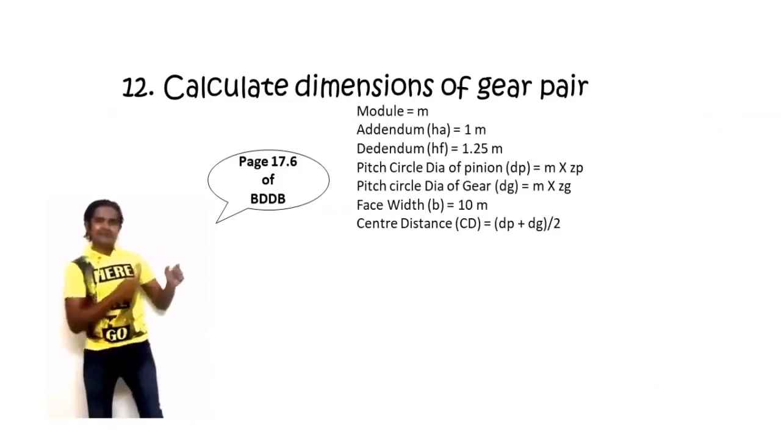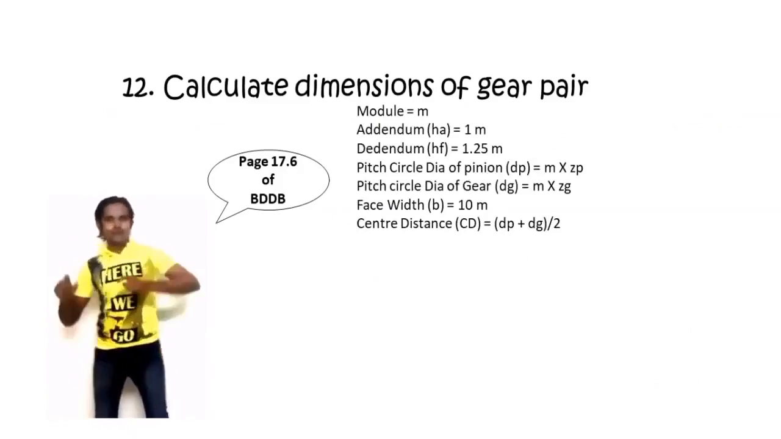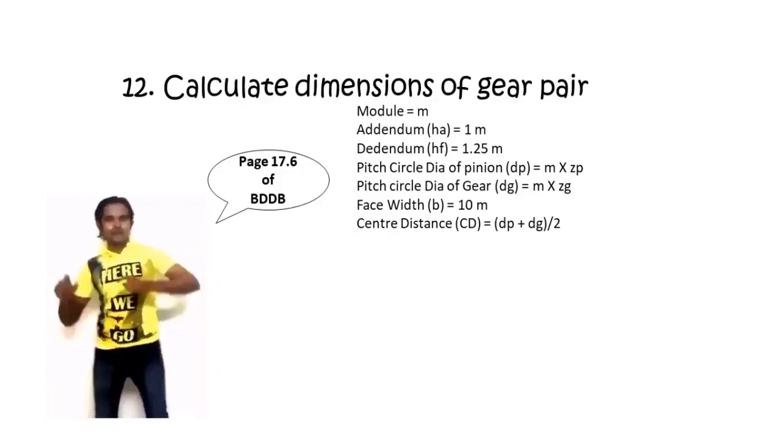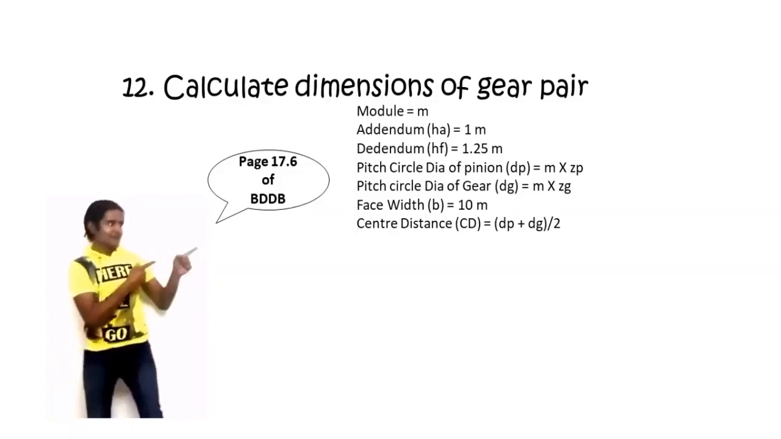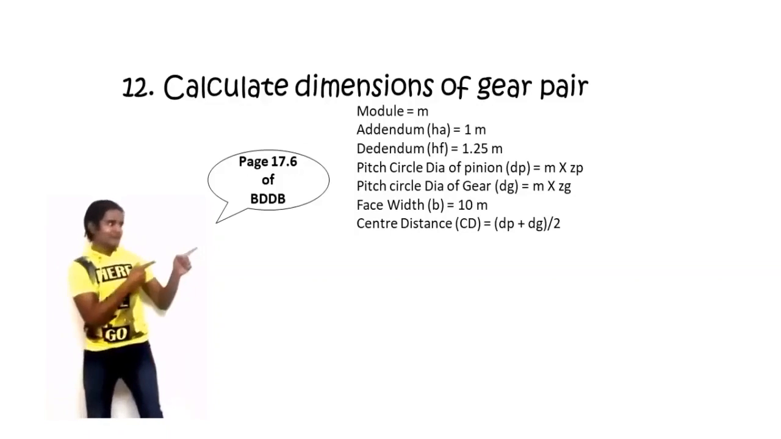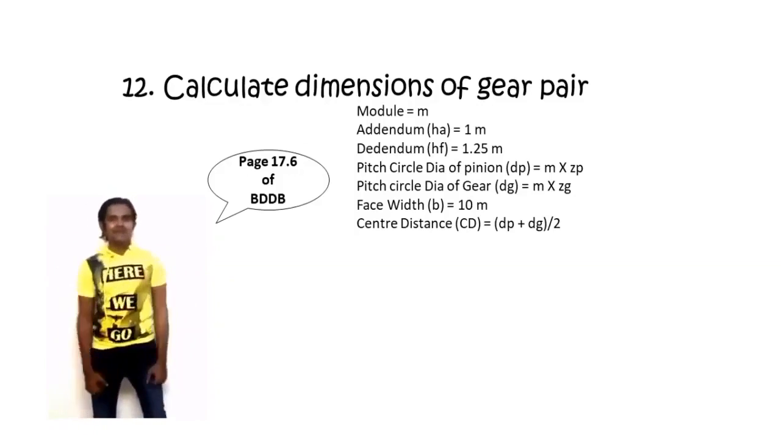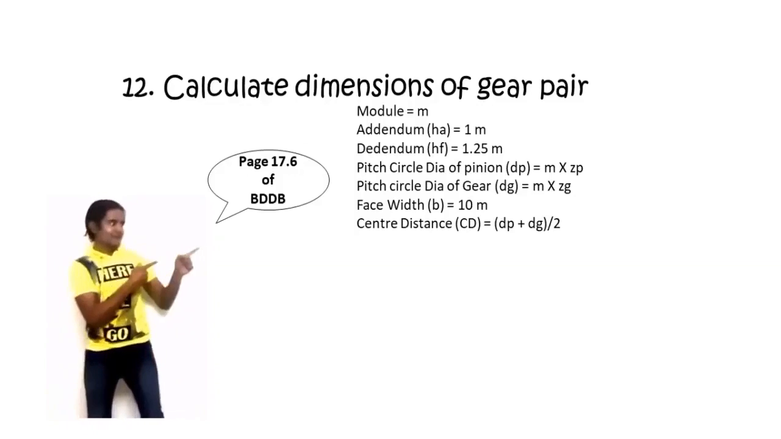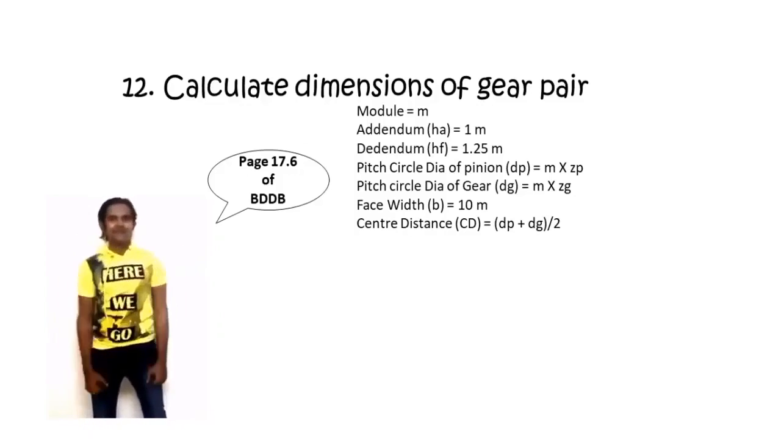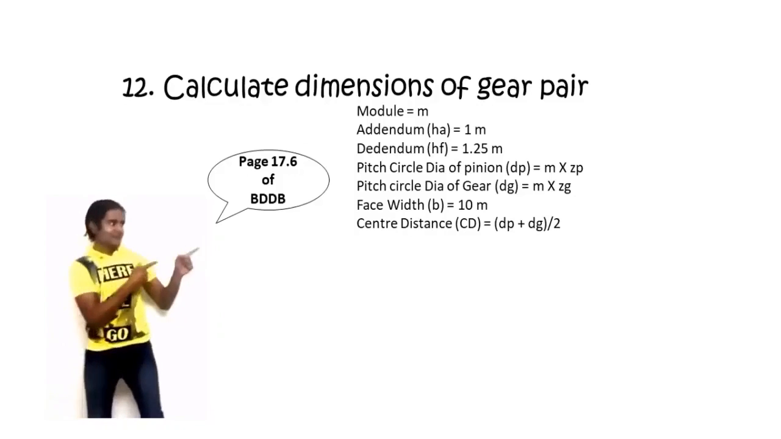Once you find out the value of module, the 12th step is to calculate the dimensions of the gear. Module you have found out, then you can find out addendum HA as 1 into module, dedendum HF as 1.25 into module, pitch circle diameter of pinion DP as M into ZP, pitch circle diameter of gear DG as M into ZG, face width as 10 times the module, and center distance as DP plus DG divided by 2. These formulas are all there on page number 17.6 of Bhandari design data book.